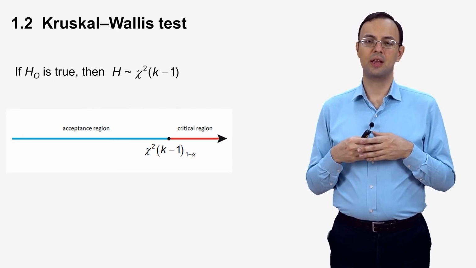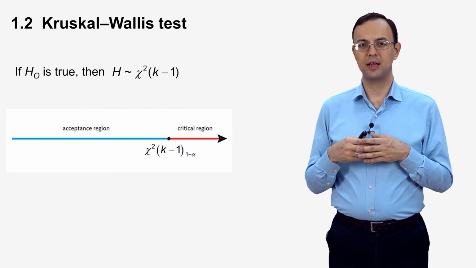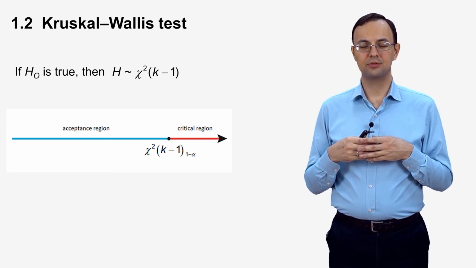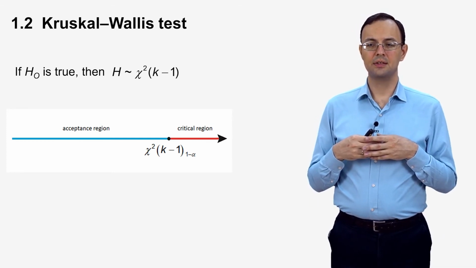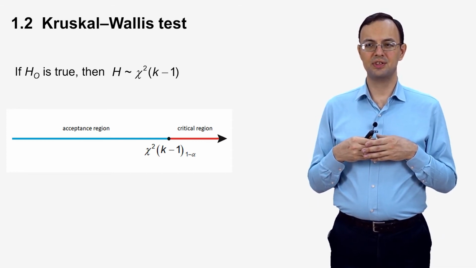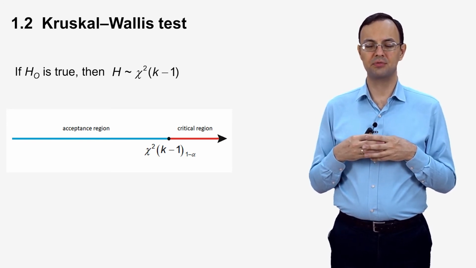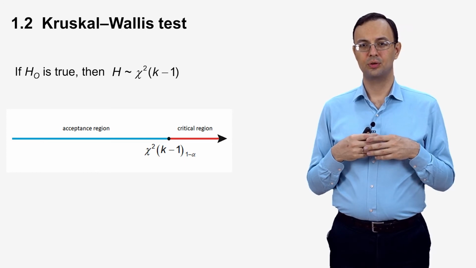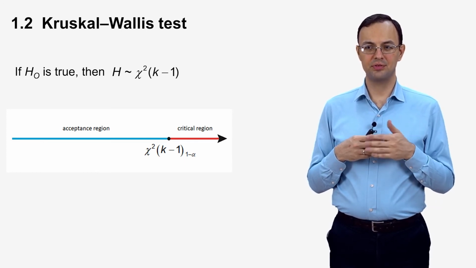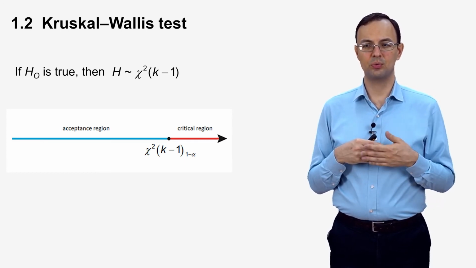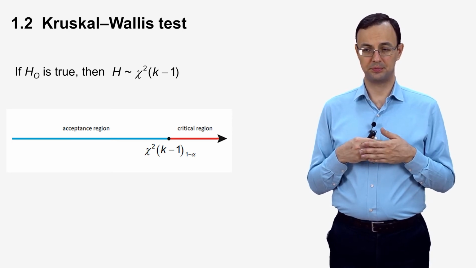So here, because of this, we also have the right-tailed critical region, and the distribution of the test statistic here is the chi-squared distribution with k minus 1 degrees of freedom. So to separate the acceptance region from the critical region, we use the quantile of the chi-squared distribution.